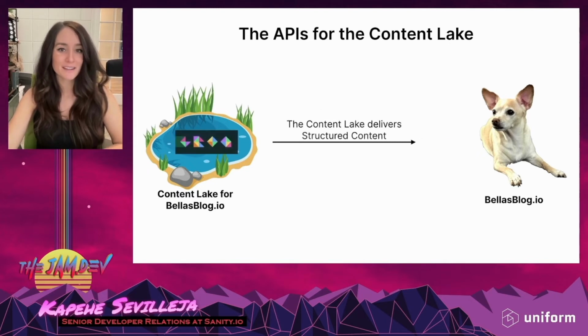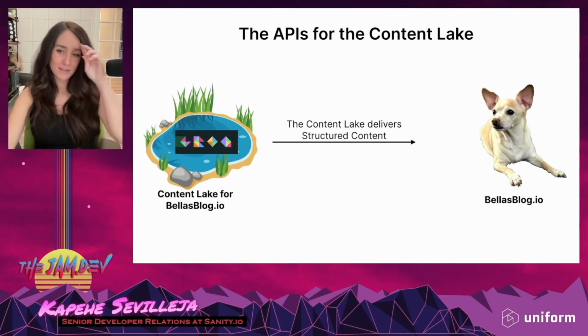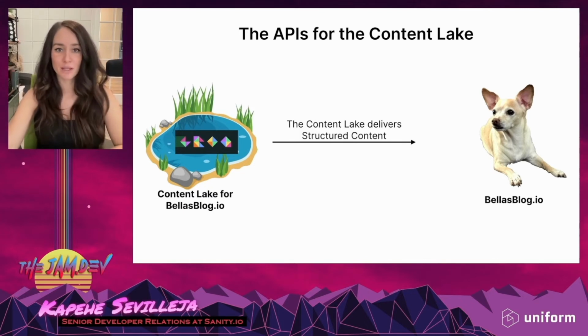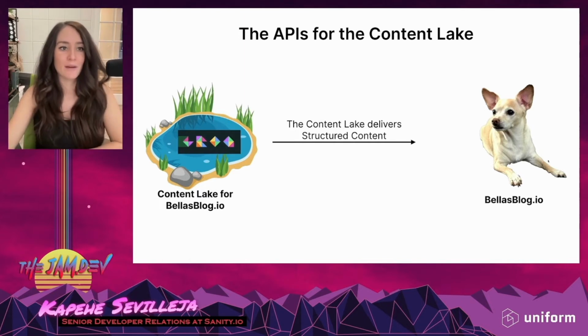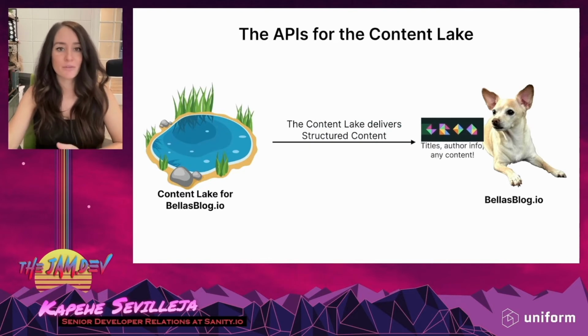So the content lake delivers structured content, and that happens via GROQ. GROQ is an open source query language for JSON that the team behind Sanity made. This can also be done with GraphQL, so whichever one works for you. We're going to be querying for our content using GROQ or GraphQL. Whatever content she needs gets pulled into bellasblog.io. So we have titles, author info, any content we queried for from the content lake will be displayed.